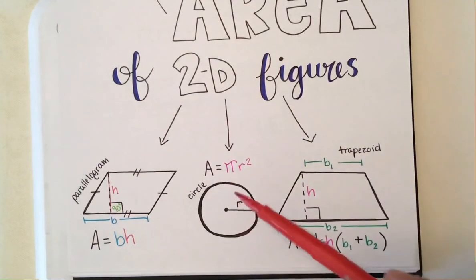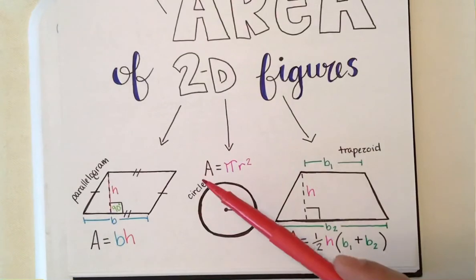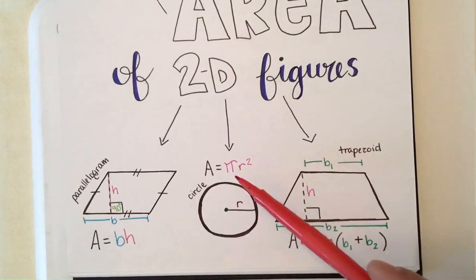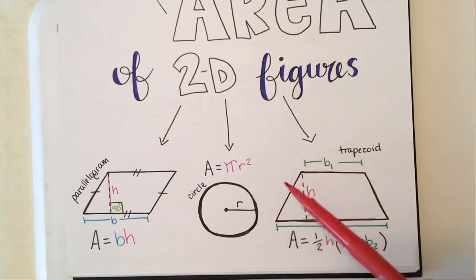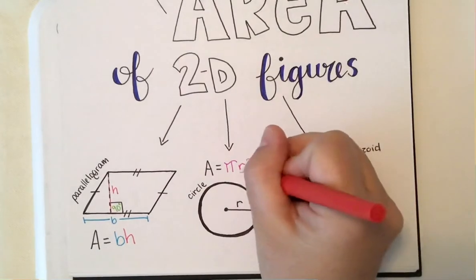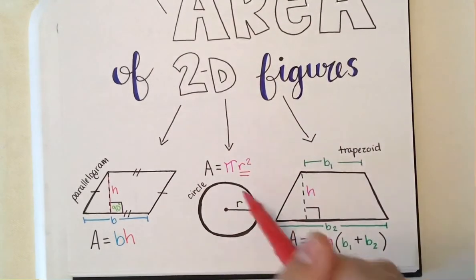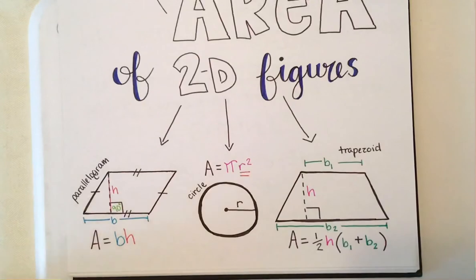Area of a circle. Area equals pi times r squared. We would do r squared first because PEMDAS, because math law. And then finally, trapezoid. Area equals 1/2 times height times base 1 plus base 2.